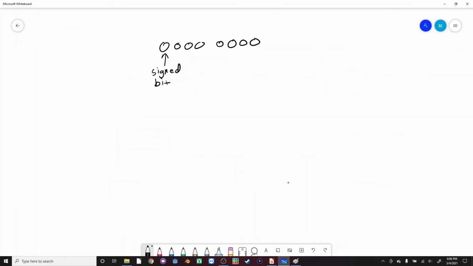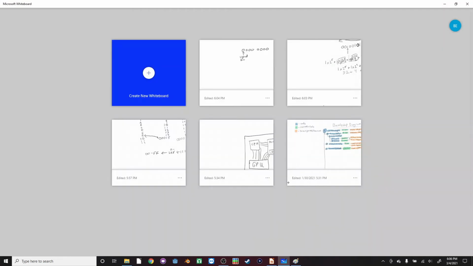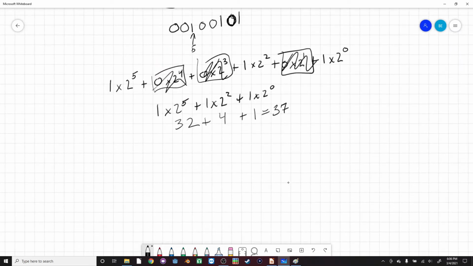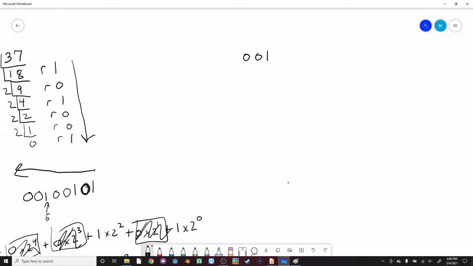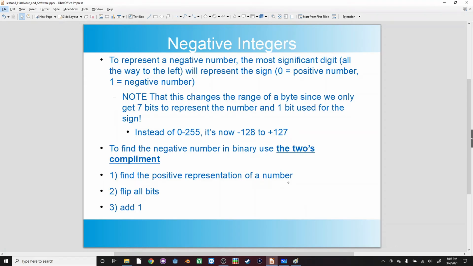So let's find negative 37. We know that 37 is 0, 0, 1, 0, 0, 1, 0, 1. We already know what the positive value of it is. Then what we do is we flip all the bits. So this is step one: write it out in binary as a positive. Step two is to flip the bits. Step three, add one. So all we have to do is add one to this value, and then we can leave everything else the same. And this is our number. This is negative 37 as a byte. Very fast, very simple, very easy.